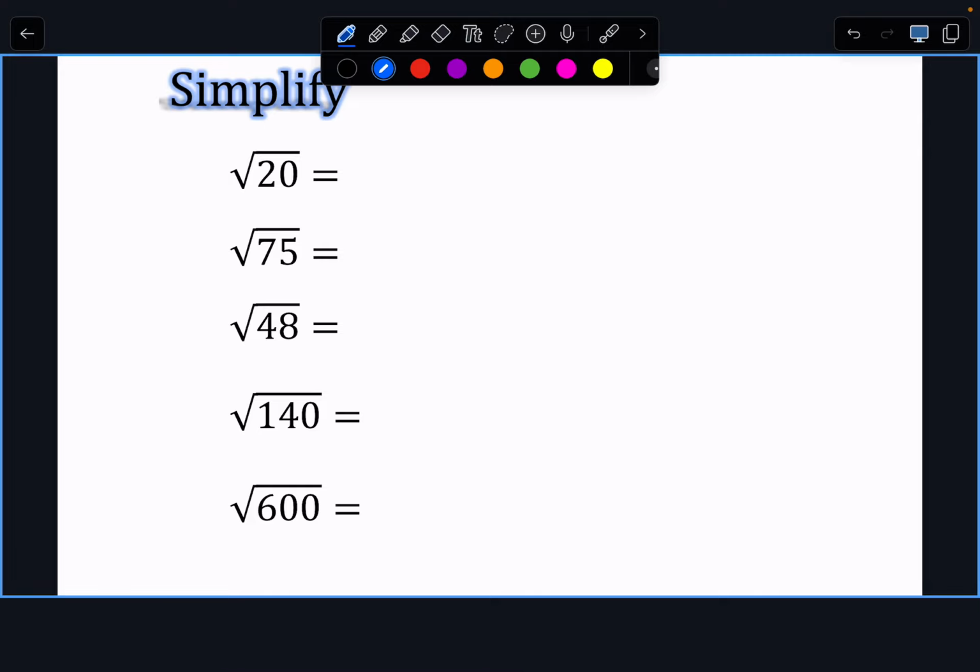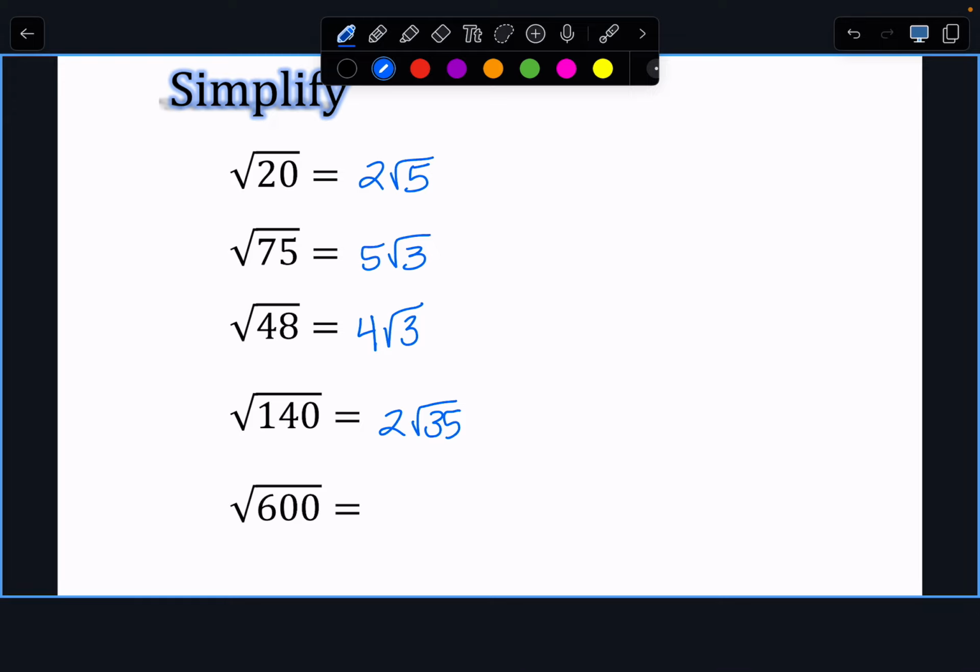Augie, what did you get for the square root of 20? 2 radical 5, because 20 is 4 times 5. Lucas, what'd you get for square root 75? 25 times 3. Yeah. Okay. Logan, square root 48. 4 radical 3, because 48 is 16 times 3. Okay. Daniel, 140. I got 2 radical 35. That feel awkward? 2 radical 35.